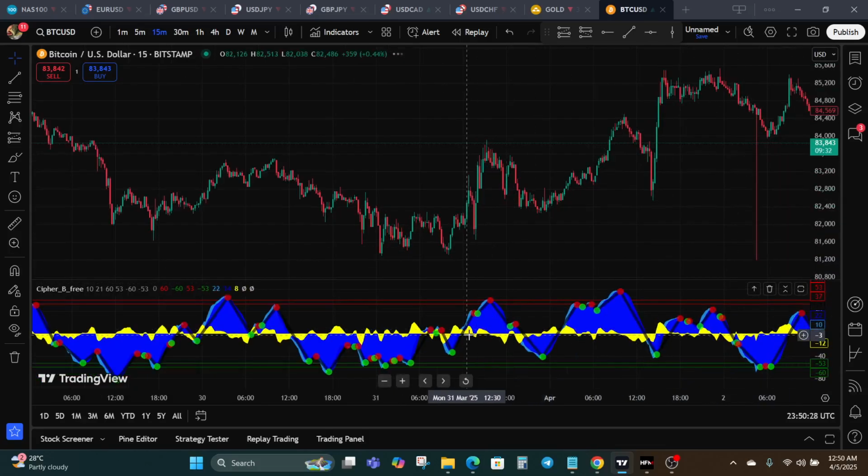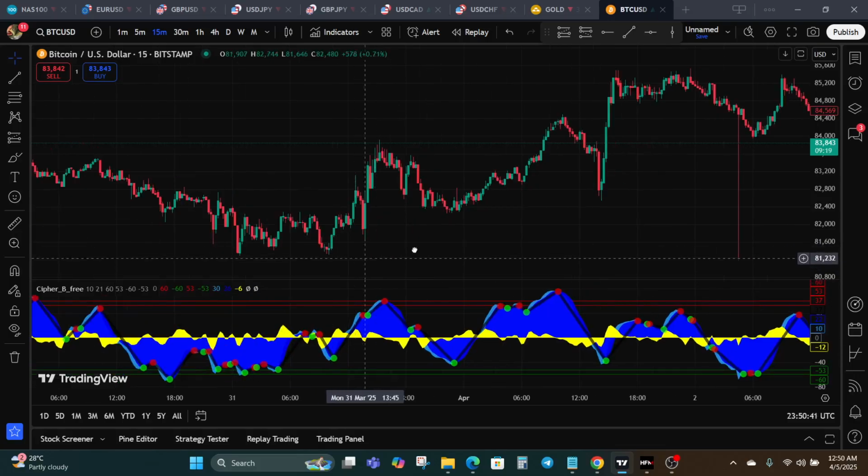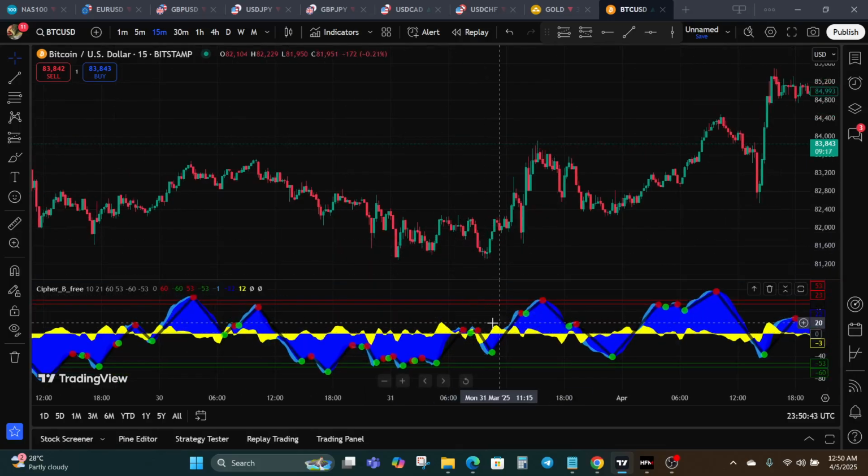All right, so you have to pay attention to the green and the red dots as well. When you have the blue area below the zero level and have a green dot, it could be a good time to buy. Okay, meanwhile, if you have the blue area painted above and you have a red dot, it could mean that it's a good time to sell.